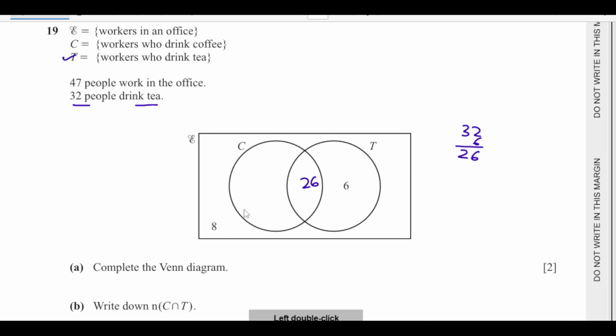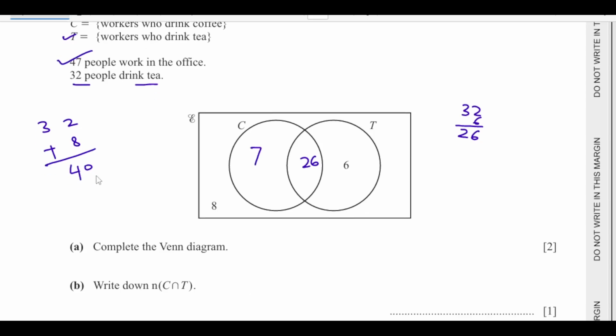Now coffee we don't know exactly, but we have the total number. The total number is 47. Then we can add these ones here: 26 plus 6 is 32, plus 8 here, so this becomes 40, right? But the total number of people is 47. So 47 minus 40, so 7 should be here. Now this Venn diagram is complete.